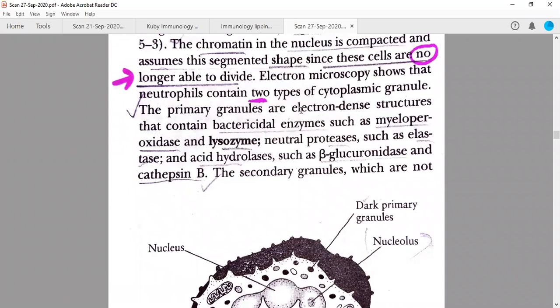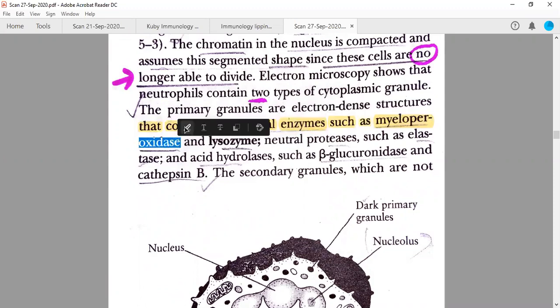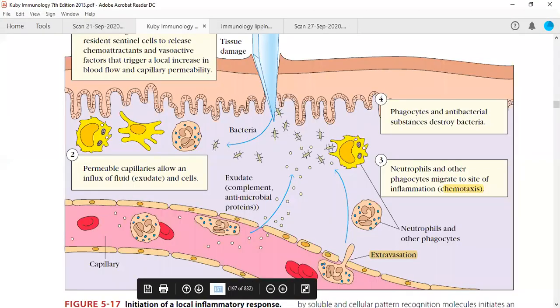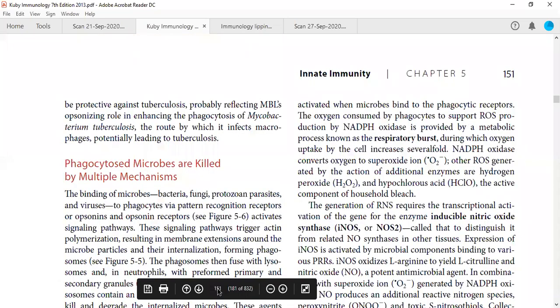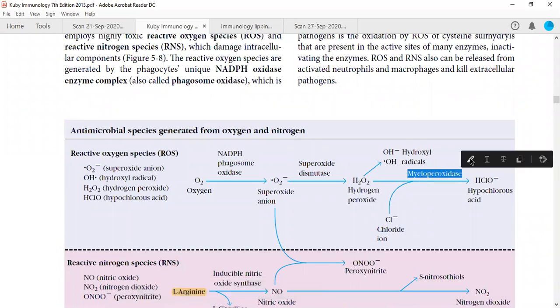The primary granules, which are dark in color, electron dense structures, contain bactericidal enzymes, including myeloperoxidase. We have studied myeloperoxidase in the diagram of reactive oxygen species synthesis, right? Page number 151 in your book. So myeloperoxidase, as we have studied, will convert hydrogen peroxide into a dangerous, or you can say bactericidal, compound, hypochlorous acid.